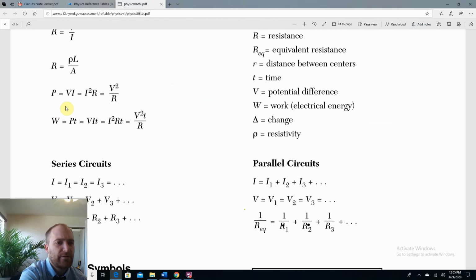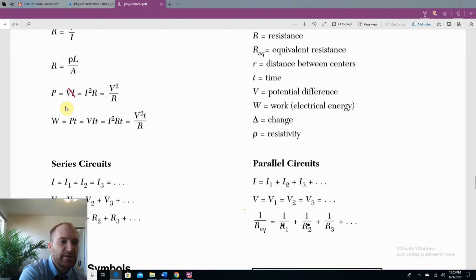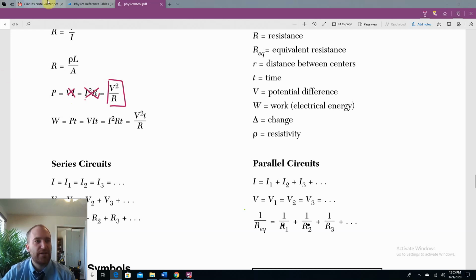So let's look here. VI, I don't think we know both of those two things. We know V, we don't know R, so let's not use that one. I squared R, I don't think we know I, so we won't use that one. But I think we know V and R, so this is an equation that would work. P equals V squared divided by R.